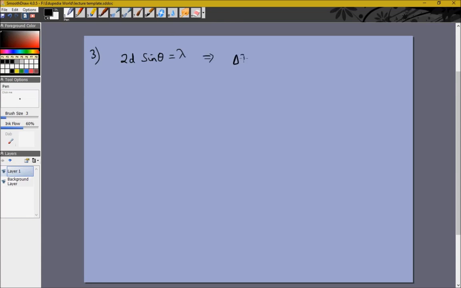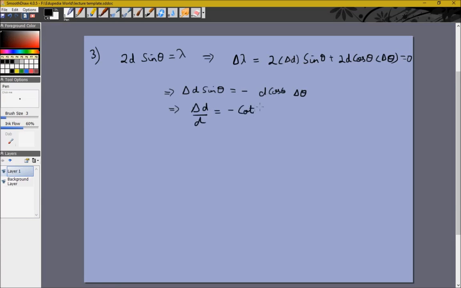This will give us delta lambda is equal to 2 times delta d times sine theta plus 2d cos theta times delta theta. And we are given that this is 0 because lambda is exactly known, so delta lambda is 0, which means delta d sine theta is equal to minus d cos theta delta theta, which means delta d by d is equal to minus cot theta delta theta.